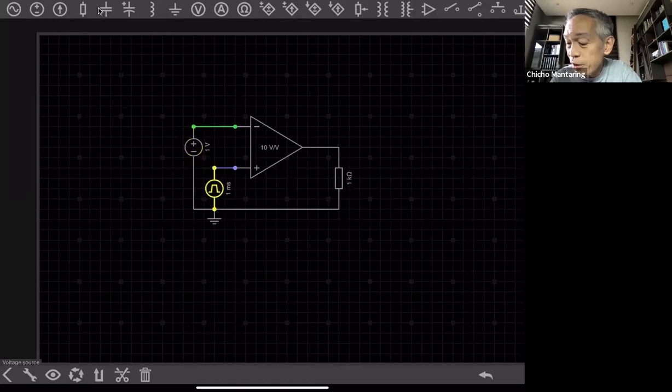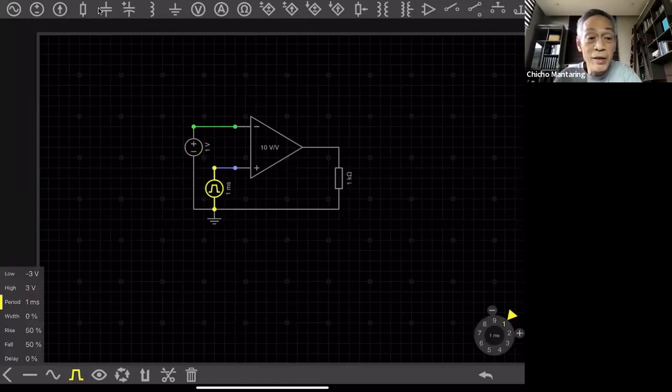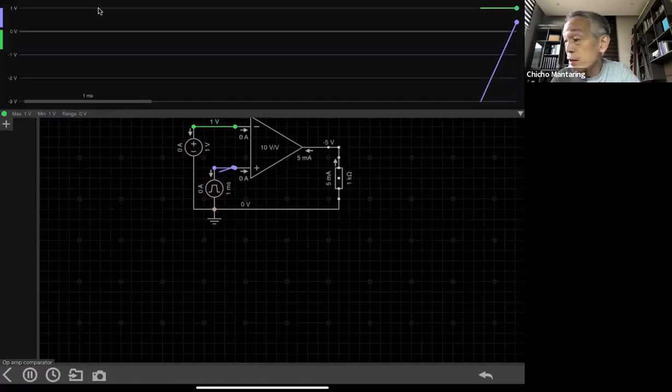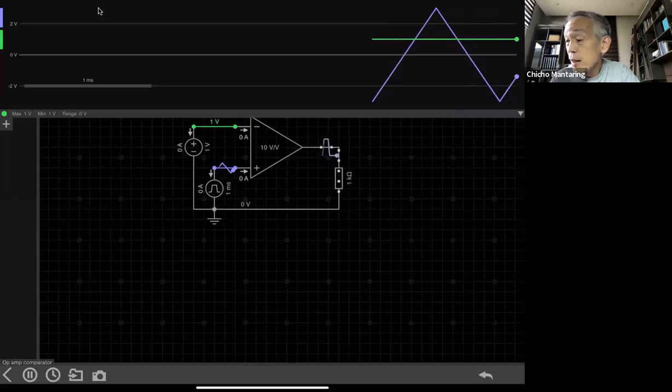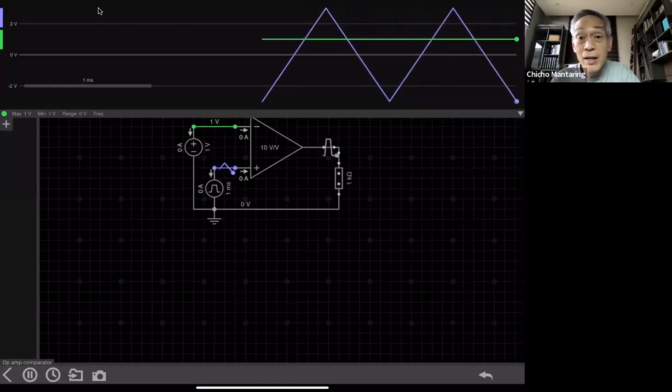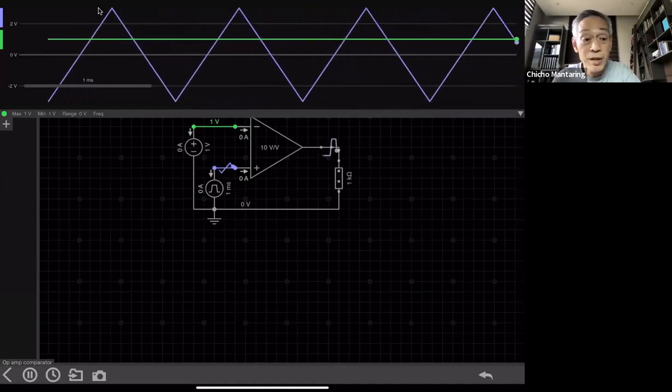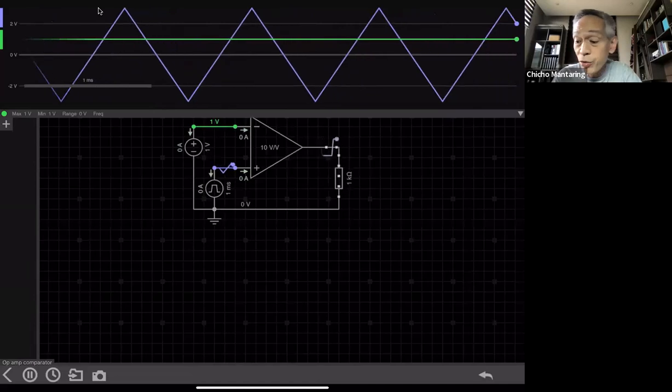Now, if I take a look at the characteristics of my triangular wave, the minimum value is minus 3 volts, the maximum value is 3 volts, and the period is 1 millisecond. 1 millisecond corresponds to 1 kilohertz. So it's actually a 1 kilohertz triangular wave. And I can take a look at how that looks like. So you can see now, the purple is my triangular wave, and the green is my DC value. So that's how those two look like.